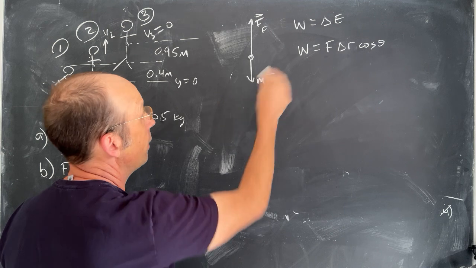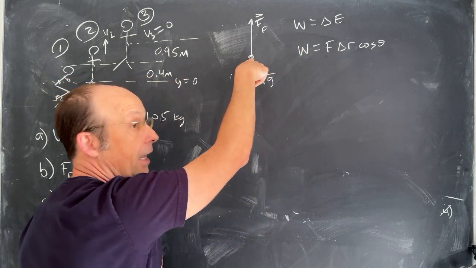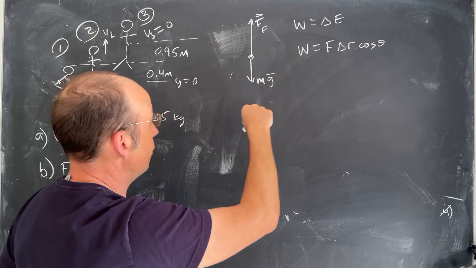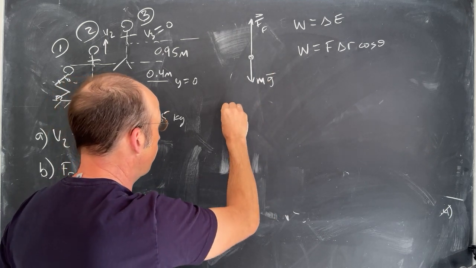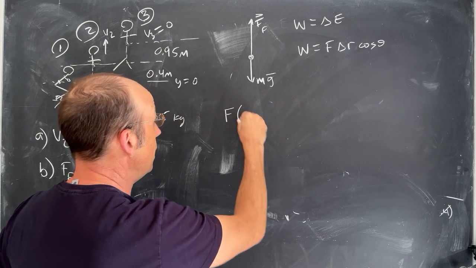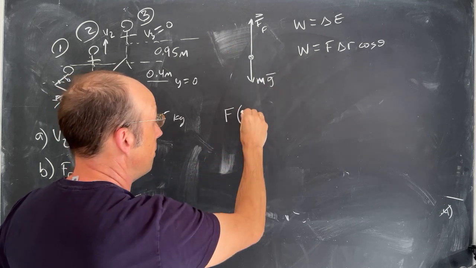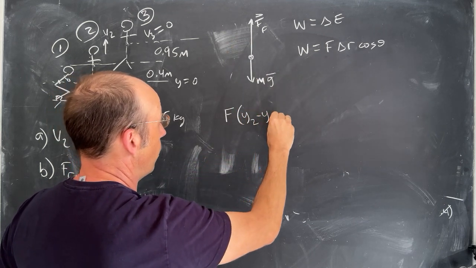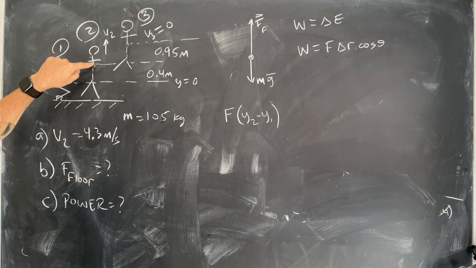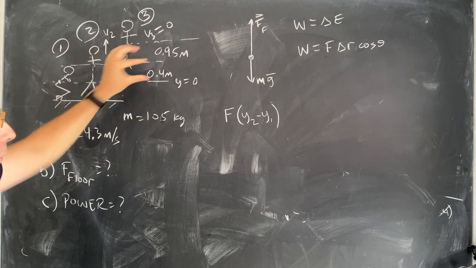And then I have the types of energy. I'm again going to have a change in kinetic energy and a change in potential energy. So let's put this all together. I have the force from the floor. I'm just going to call it F to make it look nicer. And then the change in position is going to be y2 minus y1, right? They're going from here to there. So this is going to be 0.4 meters.